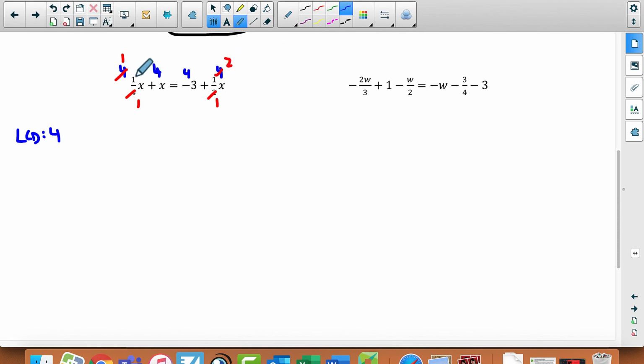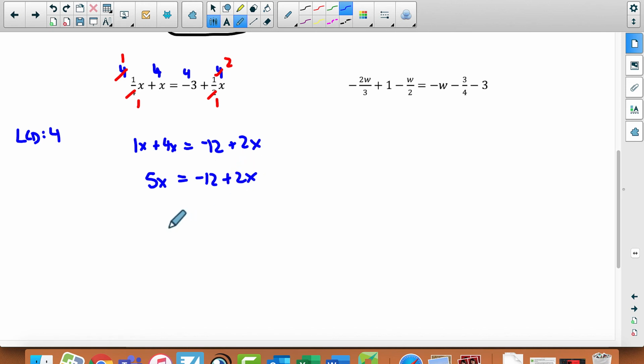We're ready to multiply. 1 times 1x is 1x. 4 times x is 4x. Equals 4 times negative 3 is negative 12, and 2 times 1x is 2x. Okay, let's combine like terms. On the left hand side, 1x plus 4x is 5x. There's nothing you can combine on this side.